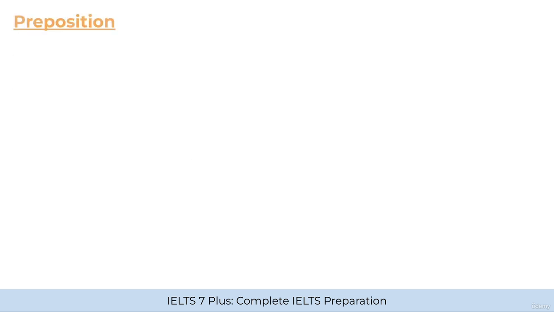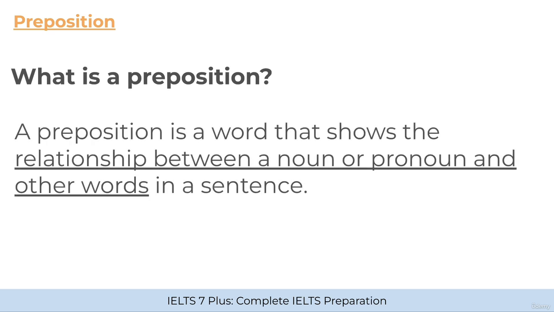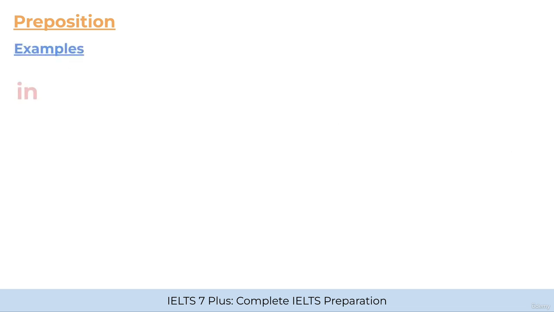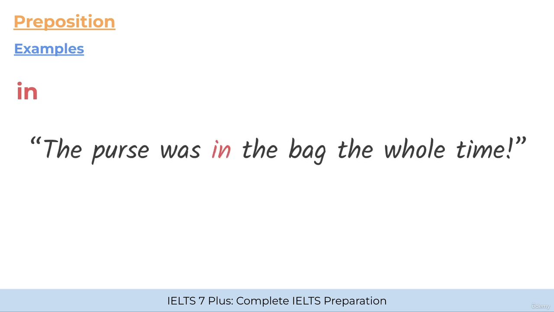Okay, what's the next part of speech? We have prepositions. What is a preposition? Well, this is a word that shows the relationship between a noun, or indeed a pronoun, as we've now learnt about pronouns, and other words in a sentence. So this could be direction, this could be placement. We'll have a look at some examples together. In, that's a great example. The purse was in the bag the whole time. So we're describing the relationship between the purse and the bag.